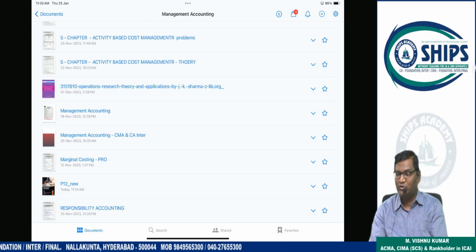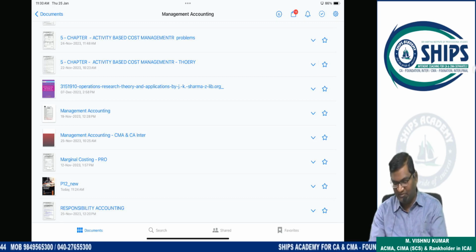Means cost accounting is used by shareholders, vendors, and management also. But management accounting is used by management itself. External people are not very much interested in that. Correct. So these are the differences between management and cost.